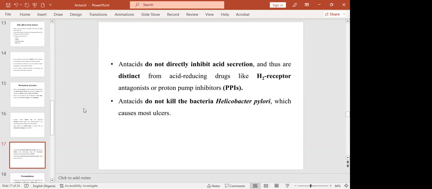So antacids do not directly inhibit acid secretion. I've said that in several places, be sure it will come out in MCQ. They do not directly inhibit acid secretion. So they are distinct from H2 receptor blockers like cimetidine and proton pump inhibitors like omeprazole. Again, antacids also do not kill the bacteria Helicobacter pylori, which is the bacteria that causes most gastric ulcers. That's why if you see us treat gastric ulcers, we'll write omeprazole, we'll write antacid, we would also write an antibiotic to take care of the bacteria.